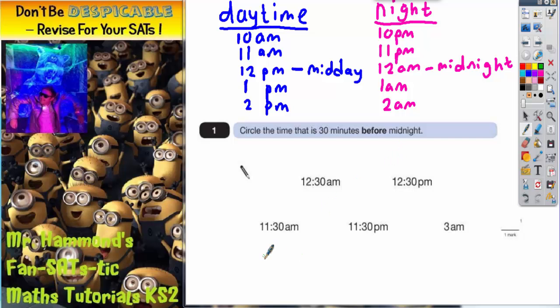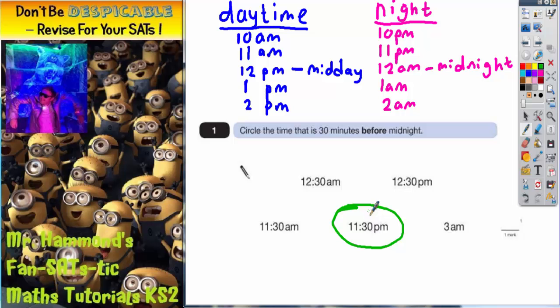Now, we actually have got two half past 11s, two 11:30s. But because this is in the night, okay, we're talking PM, so it's going to be 11:30 PM. So 30 minutes before midnight is 11:30 PM.